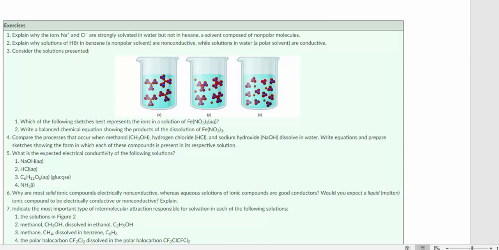between sodium and chlorine. Number 2, explain why solutions of HBr in benzene, which is a nonpolar solvent, are non-conductive, while solutions in water, which is a polar solvent, are conductive. HBr will not break into or form ions in benzene. It will stay intact and simply solvate. So it will be surrounded by the solvent molecules.